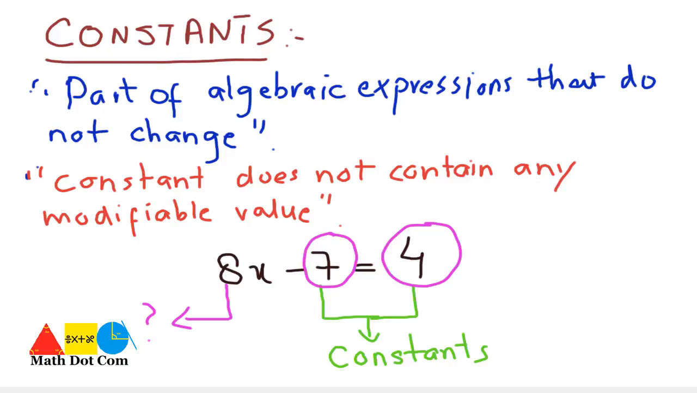Now you must have a question here: is 8x a constant? No, it is not a constant, as it will vary depending on the value of the variable x. As it is multiplied by a variable, it means it is not a constant. So the constant values here are 7 and 4. So I hope you got the concept of constant here.